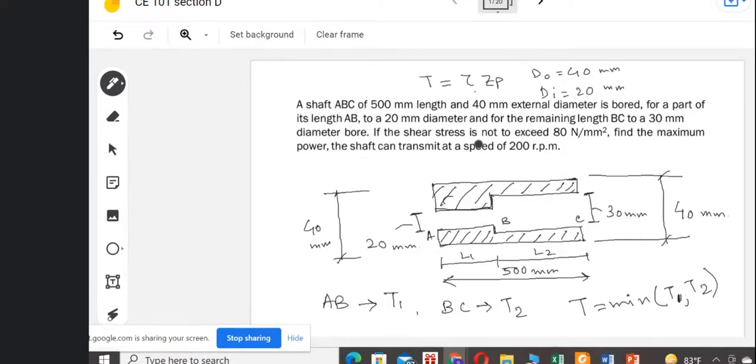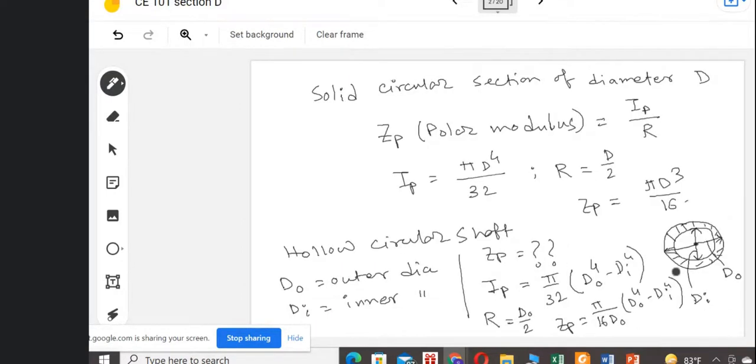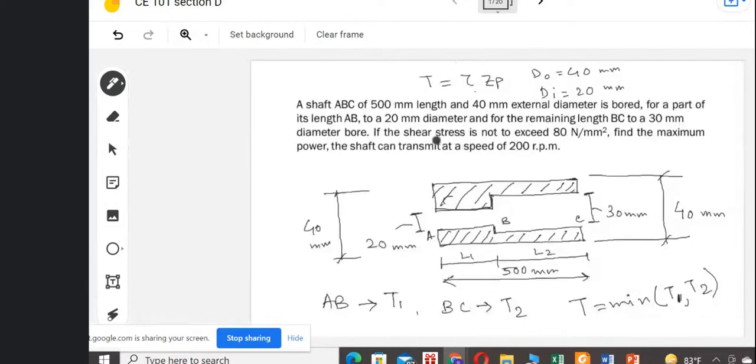Let's do it one by one. D naught we know is 40 millimeter for the AB part. DI is 20 millimeter. So what is the equation for this ZP? We have just seen the expression we have to use. D naught we know, DI we know, again D naught we know. So we can find out the ZP. Tau is given here, that maximum is 80 Newton per millimeter square. So we just have to multiply these two and we can find out the torque for this AB part.